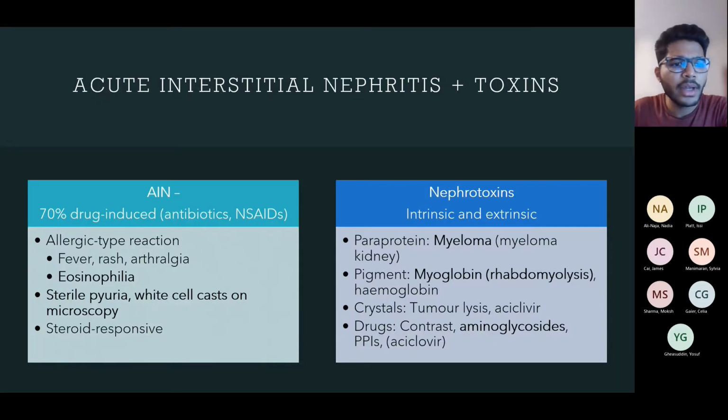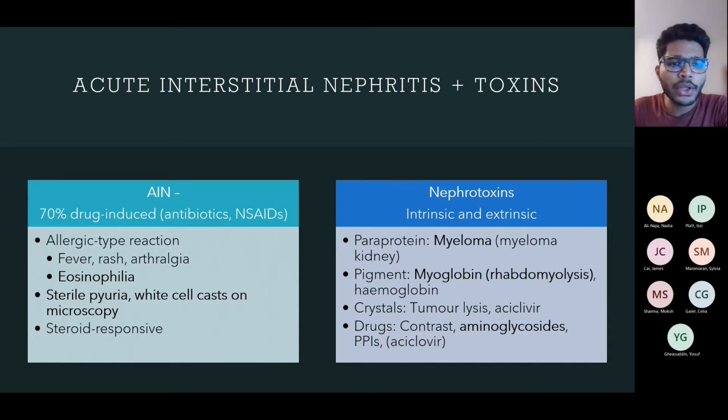So that's the tubules. The next thing to talk about is acute interstitial nephritis. So this is a problem with the interstitium, the bits between the tubules. Now, acute interstitial nephritis is mostly drug-induced, and it's an allergic type reaction to a drug, usually things like penicillins, but also things like NSAIDs as well.